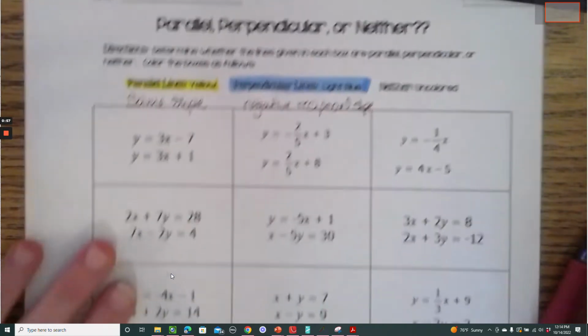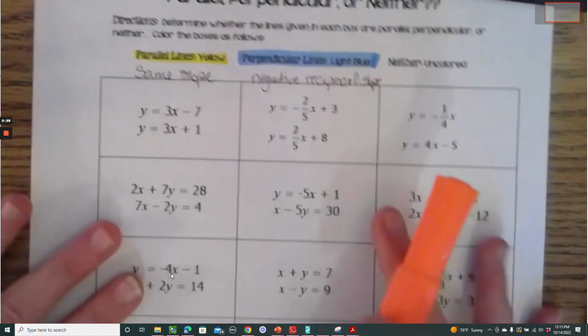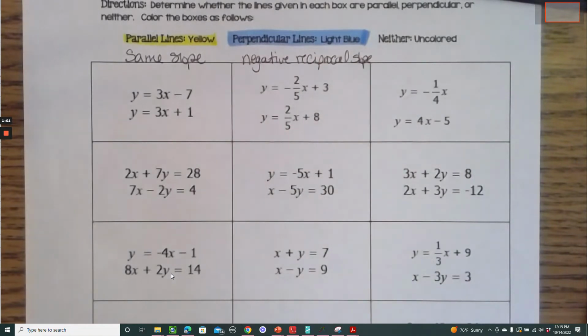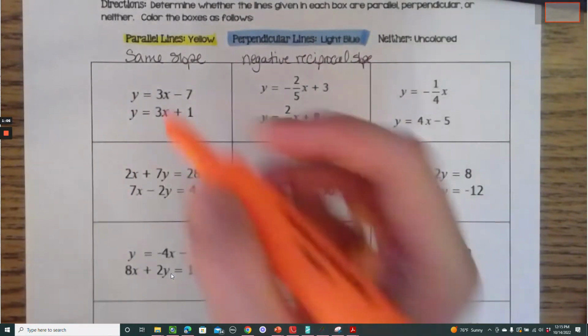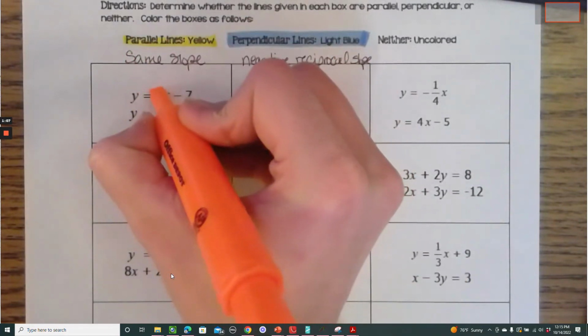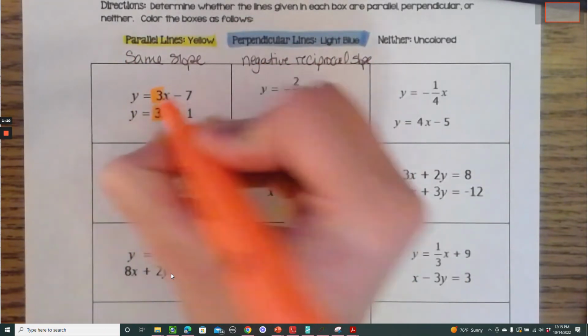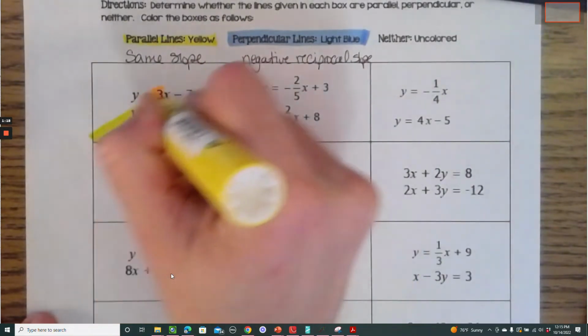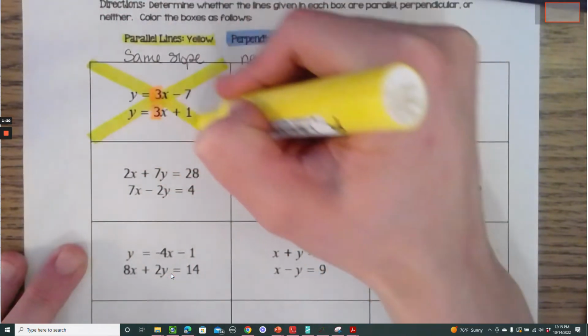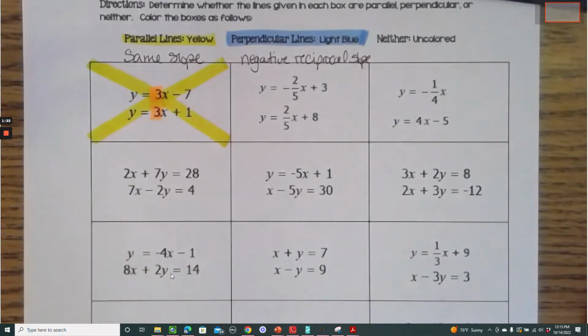They're just two lines doing their own thing. So what we have to do is find the slope of every line. If they're in slope-intercept form, if it starts with y equals, the slope is just the number in front of the x. So in this first box, are my slopes the same? They're the same. So if they're the same, these lines are parallel. So what is that, yellow?